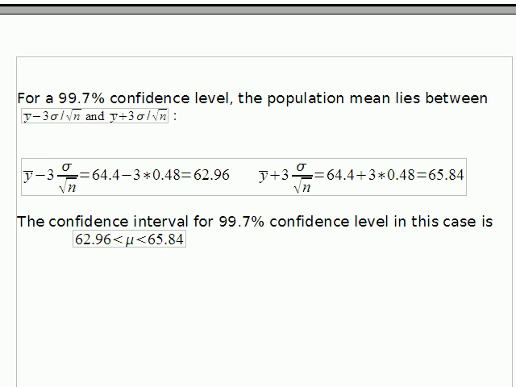Let's repeat the calculation for a 99.7% confidence. Recall that 99.7% of the total area under the curve is covered if you're plus or minus 3 standard deviations away from the mean.